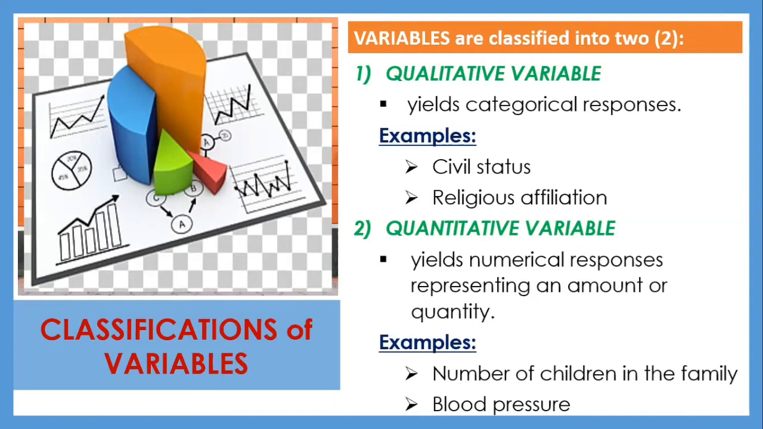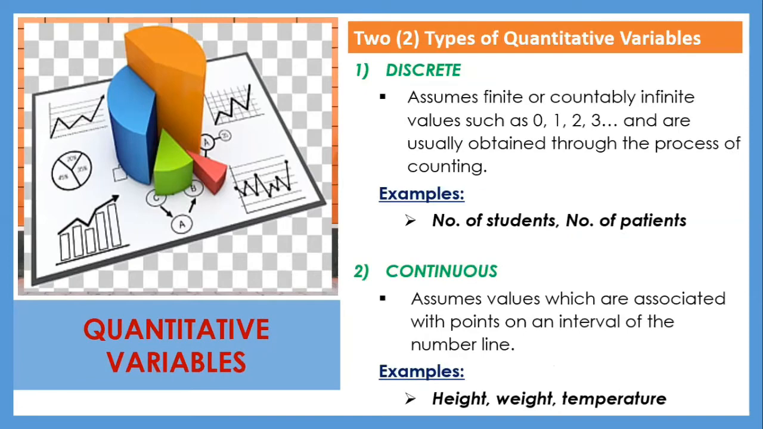If we say quantitative variable, this yields numerical responses representing an amount or quantity, meaning to say this is the complete opposite of qualitative because quantitative is numeric in nature. For example, number of children in the family, blood pressure, and a lot more. And there are two types of quantitative variables. First, we have discrete quantitative variables, and second, we have continuous quantitative variables.